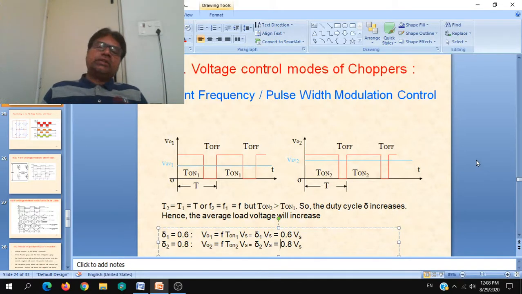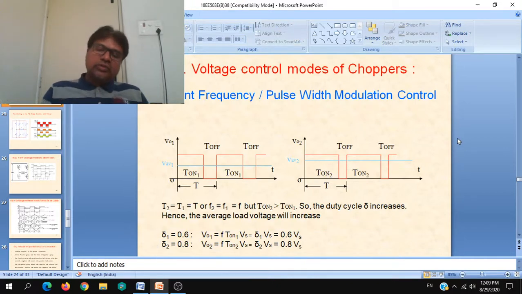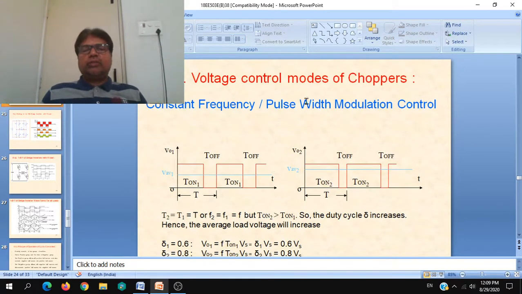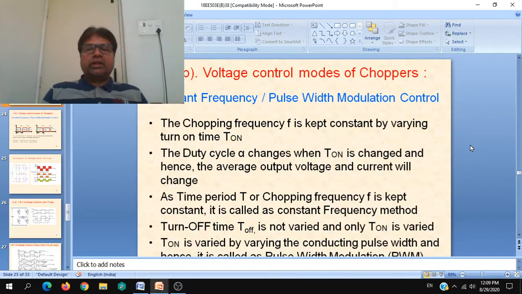That is the concept of constant frequency or amplitude modulation, where you are simply changing the width of the turn on pulse, that is pulse width modulation control, which is followed for most of the cases. Again, let me explain the total procedure of pulse width modulation control in sentences.